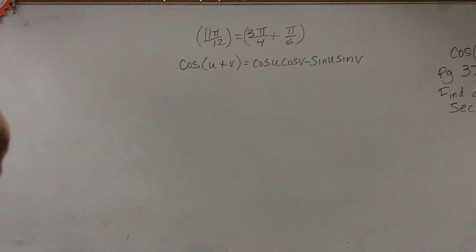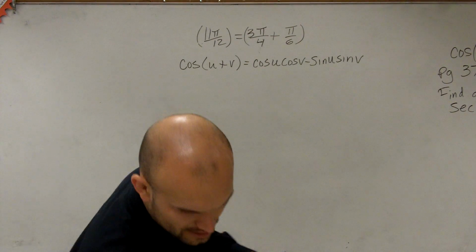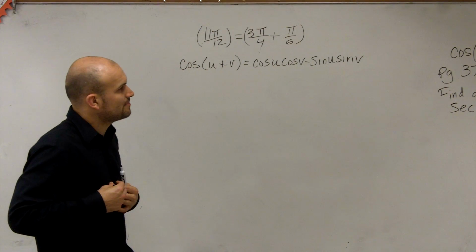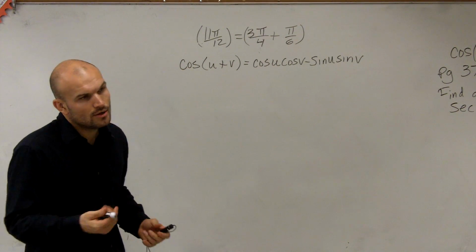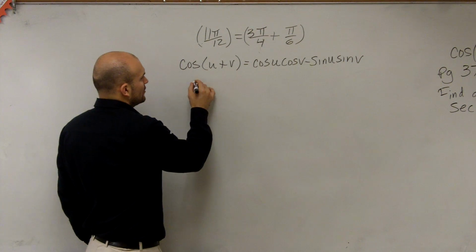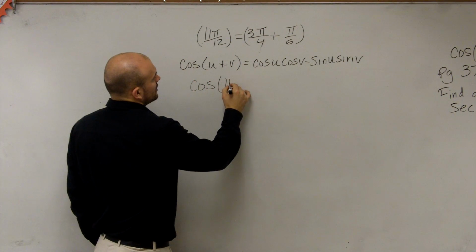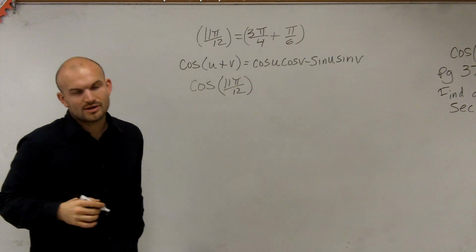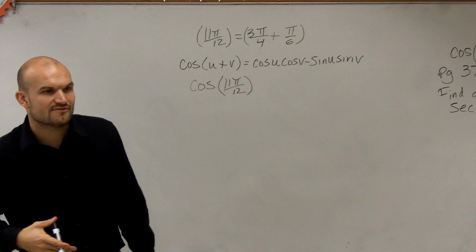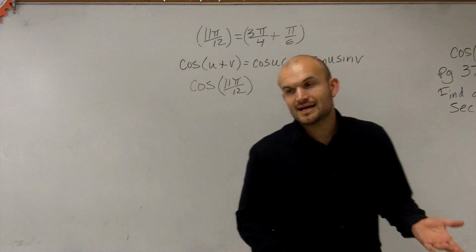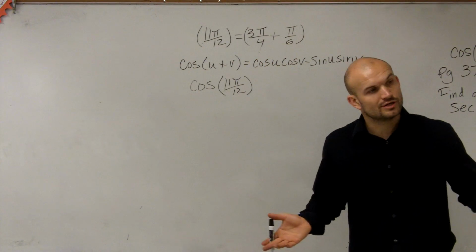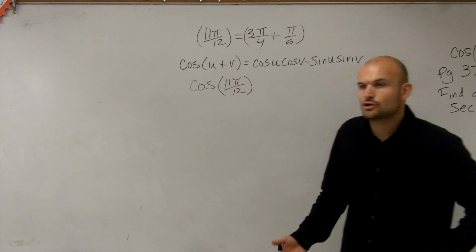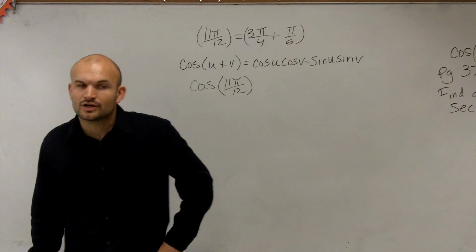Okay, so what I have here is the angle 11 pi over 12 equals 3 pi over 4 plus pi over 6. And what we want to do is evaluate the cosine of 11 pi over 12. And remember, when we were talking about evaluating the cosine of an angle, a lot of times we either use a right triangle or we use our unit circle. But what we noticed with cosine of 11 pi over 12 is that it's not on a point that we've dealt with that we can find on a unit circle.